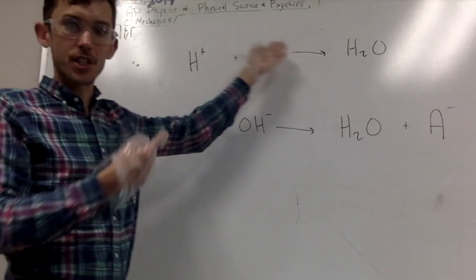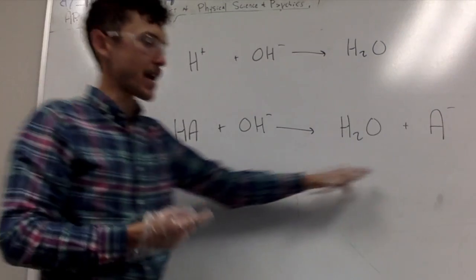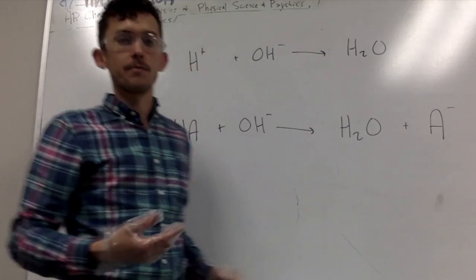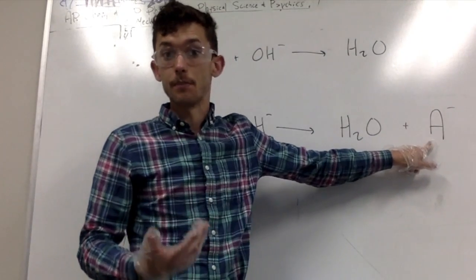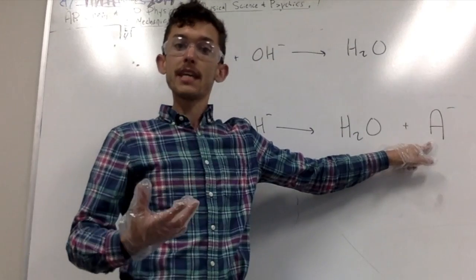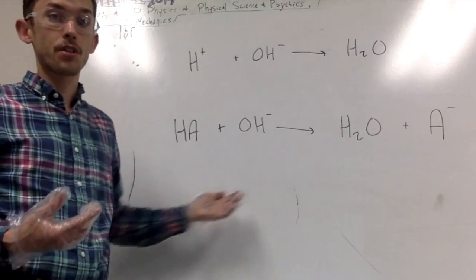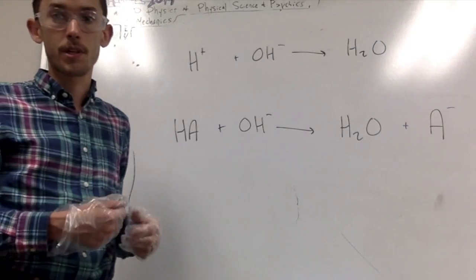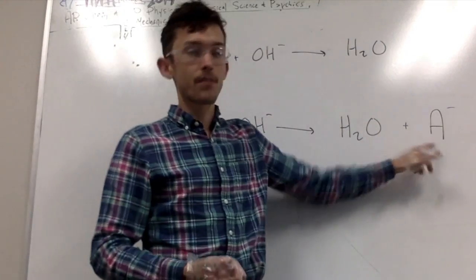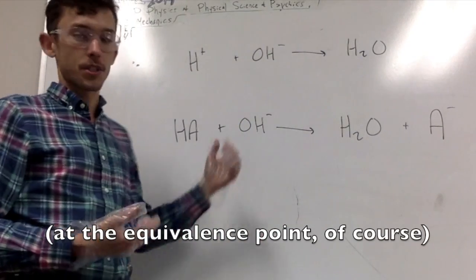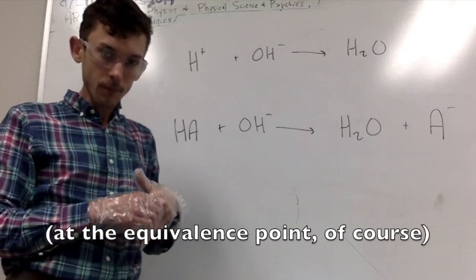Unlike last time when I just had water left over, this time I have the conjugate anion of my acid, which behaves as a base. And so that's why the pH at the equivalence point, when these have reacted completely away, consumed each other because they're present in perfect stoichiometrically equivalent amounts, I have a base left. That's why the pH is greater than 7 for a weak acid strong base titration, right?